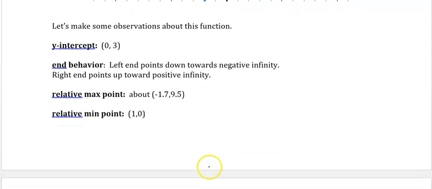The y-intercept is at (0, 3). The end behavior is the left points down towards negative infinity, the right points up towards infinity. There's a relative max point at x is negative 1.7, y is 9.5, and a relative min point at (1, 0).